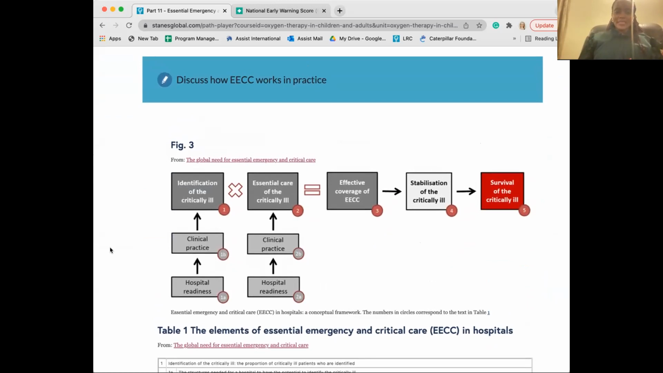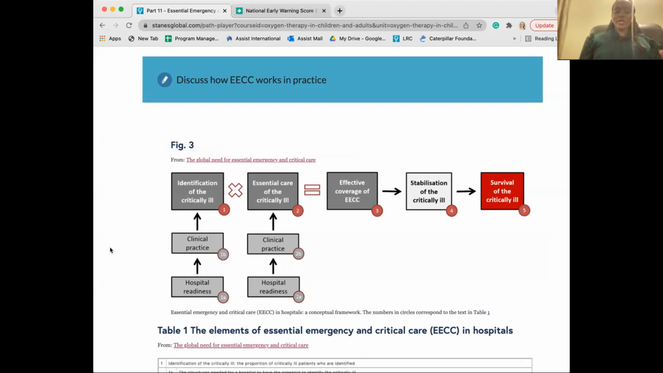So this is the ideal setup. It just shows the global need for essential emergency and critical care. So what happens is, is there hospital readiness? If the hospital is ready, what's the clinical practice? Who is looking at these patients? Who is identifying these patients? Once you identify, is there essential care? Do you have everything that is required: the medication, the equipment, the facilities? How effective is the coverage of the EECC? How do we stabilize these patients? What is the survival rate of these critical care patients?